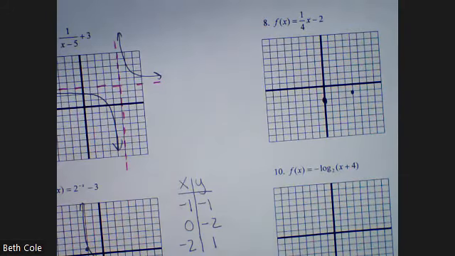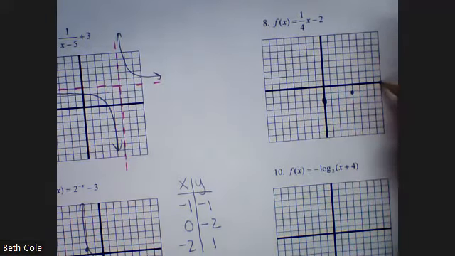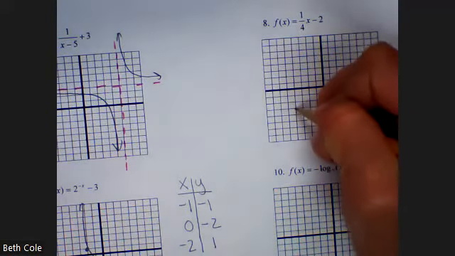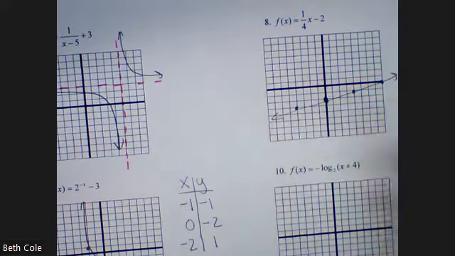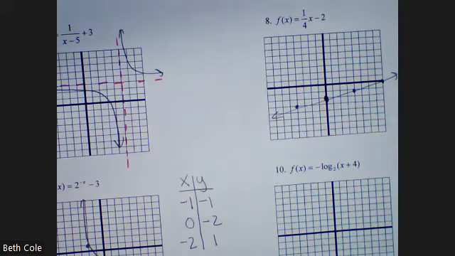It's reflective. All right, so up 1, right 4, or down 1, left 4. Here's our line. All right, we did the exponential one.